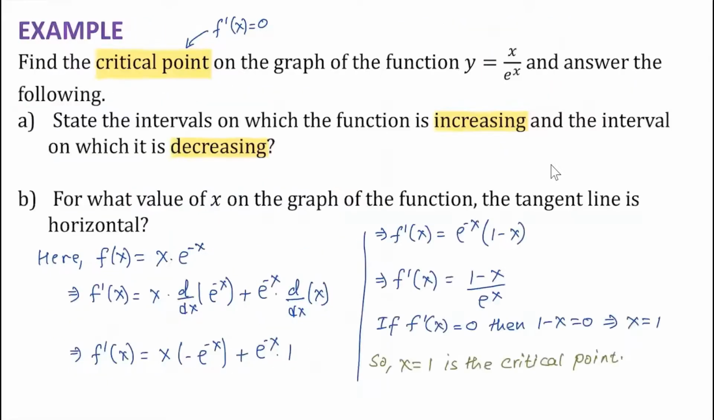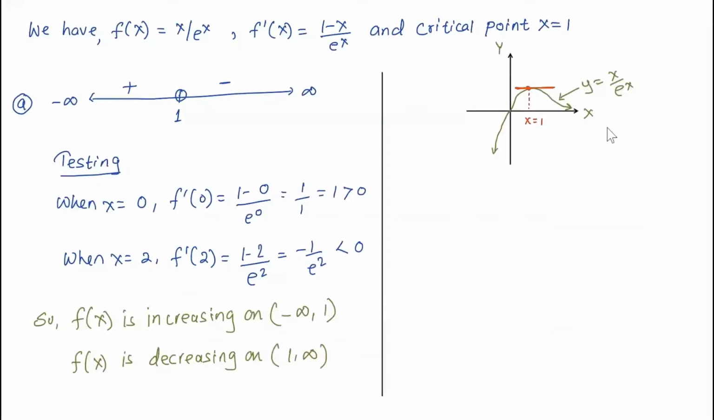Now in part B, we have to find, let's see what we have to find. For what value of x on the graph of the function is the tangent line horizontal? So on the graph of this function, where is the tangent line horizontal? Tangent line is horizontal when the first derivative is 0. That is the critical point.